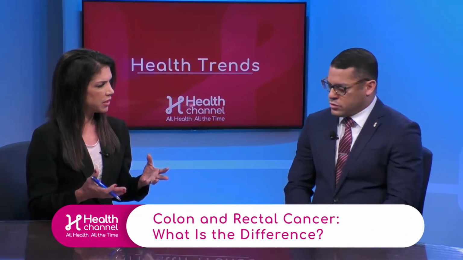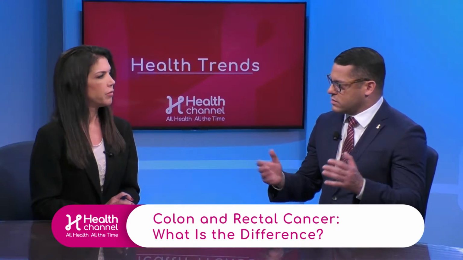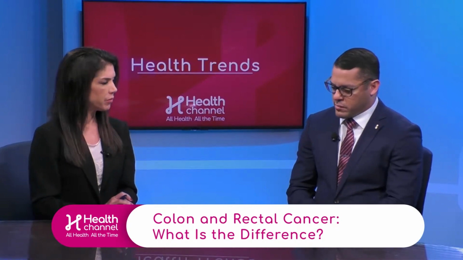Cancer and colorectal cancer. What's the difference? Sure. So the large intestine is made up of the colon and the rectum. And it begins where the small intestine ends, and it continues down to the anus.